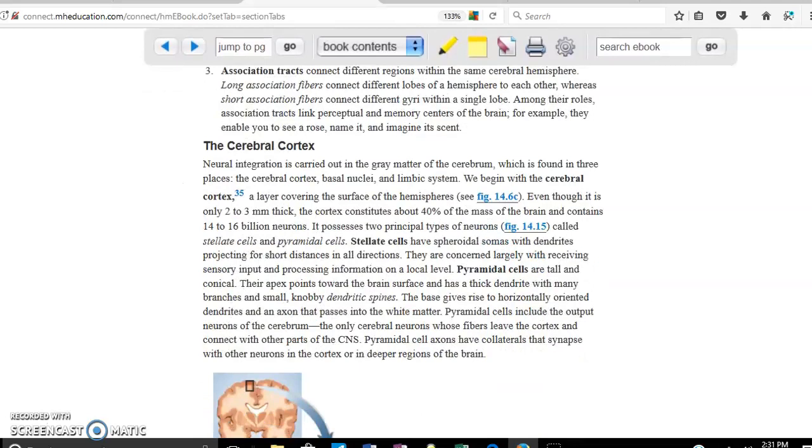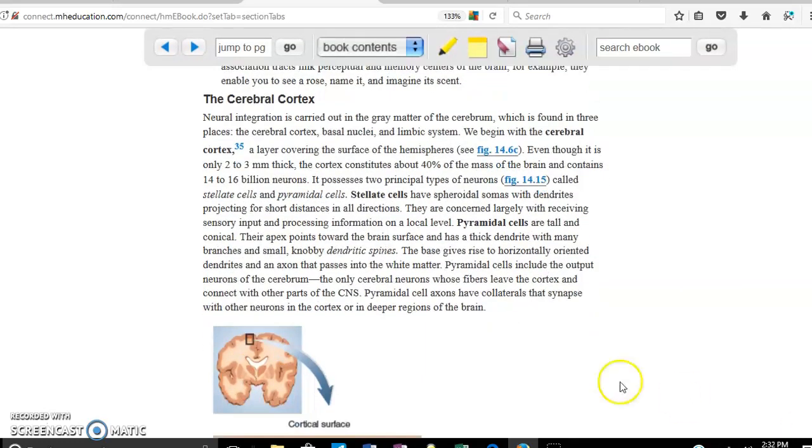Okay, after that we have the cerebral cortex. The cerebral cortex is where everything basically happens. All the coordination and integration of the different type of stimulus that we receive happens in the cerebral cortex at the very top. That's why you see this little square right here where they are showing you the cerebral cortex. So all this neural integration and coordination happens in three main areas. Those are going to be the cerebral cortex, as you can see here, the basal nuclei, and the limbic system.